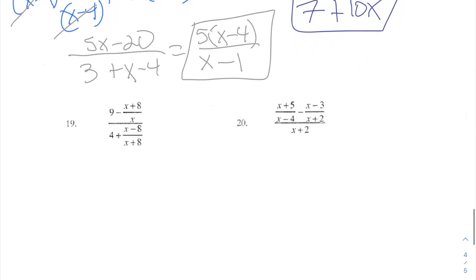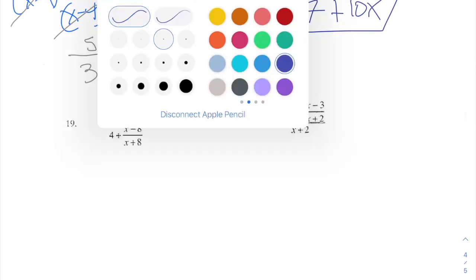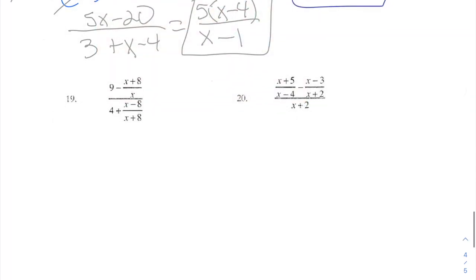All right. So now let's say you're good so far. You're like, oh yeah, I totally got this. And then you look at these and you're like, I don't know if I got this. Yeah, you do. You got this. It's the same thing. 9 over x plus 8, 4 over x minus 8 over x plus 8.